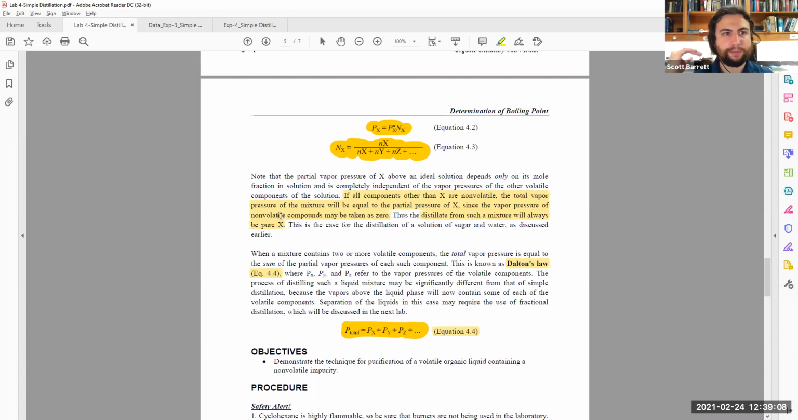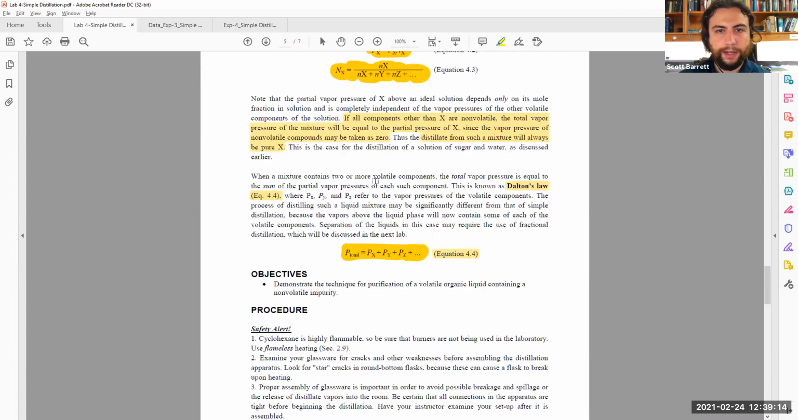That's why we have this pure sample of water coming off at 100 degrees Celsius up at the still head. So coming forward here, when a mixture contains two or more volatile components, the total vapor pressure is equal to the sum of all partial vapor pressures of each component. And this is where you add in the example I gave at the beginning. Let's say you have 3 components, X, Y, and Z. This is known as Dalton's law, where Px, Py, and Pz refer to the vapor pressures of the volatile components.